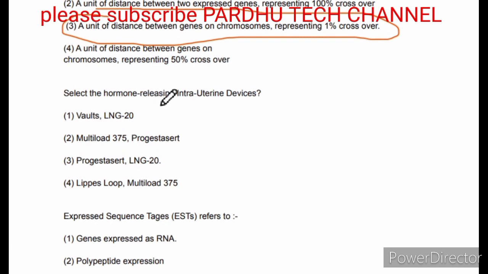Next, select the hormone releasing intrauterine devices. So answer is progesterone, LNG-20. So this one is correct.